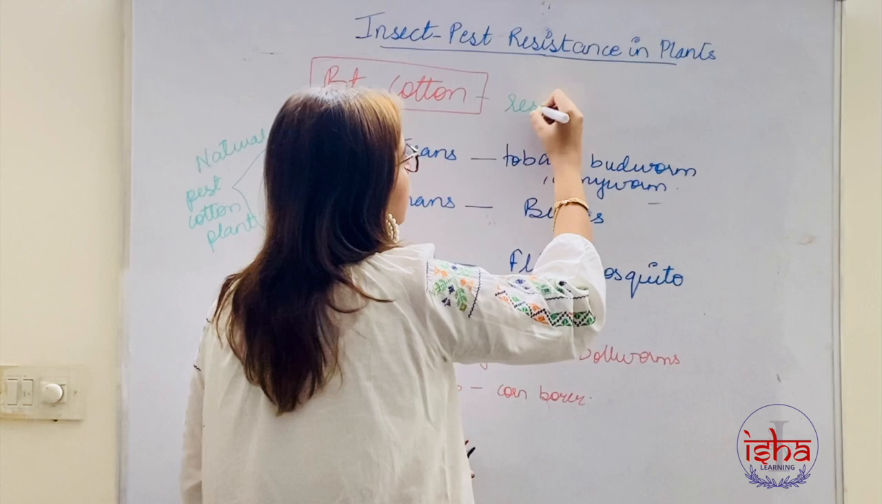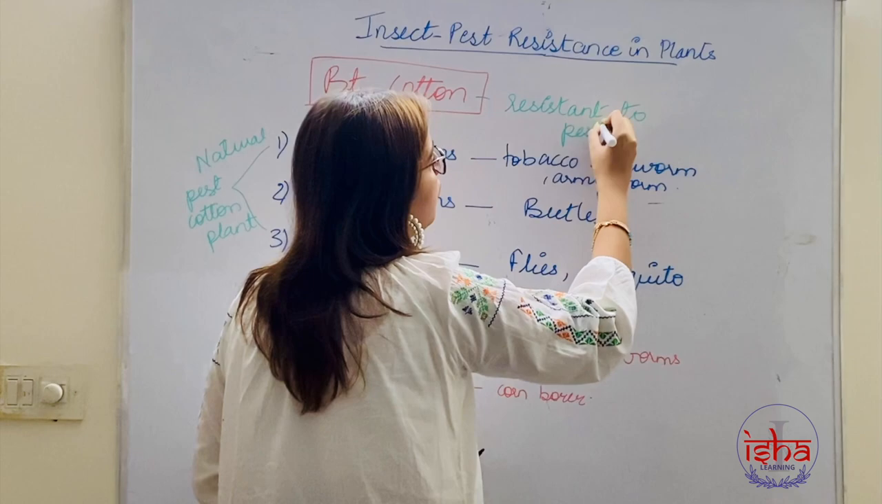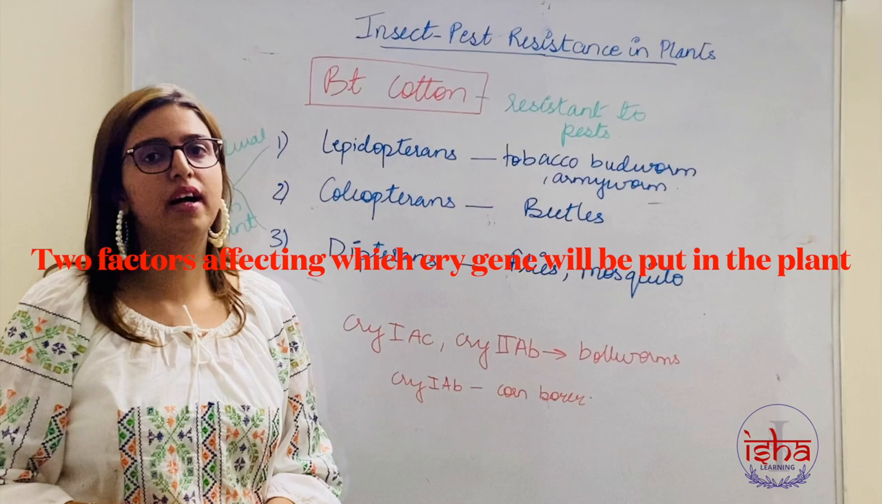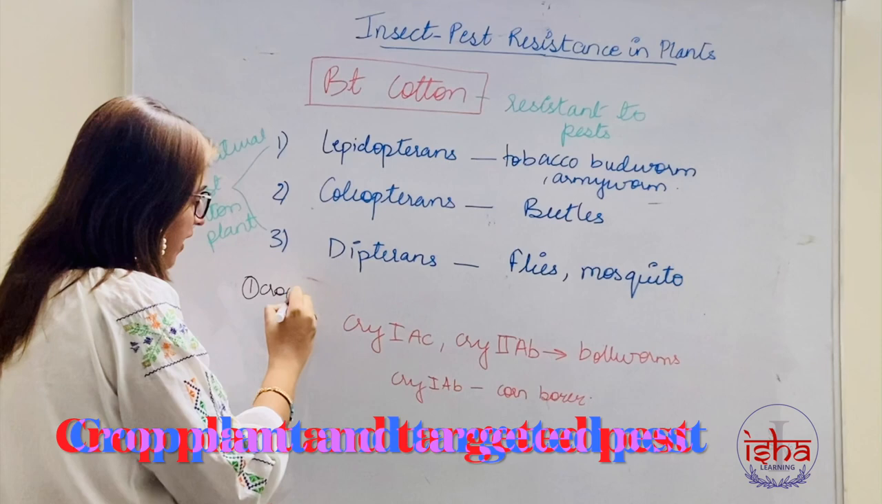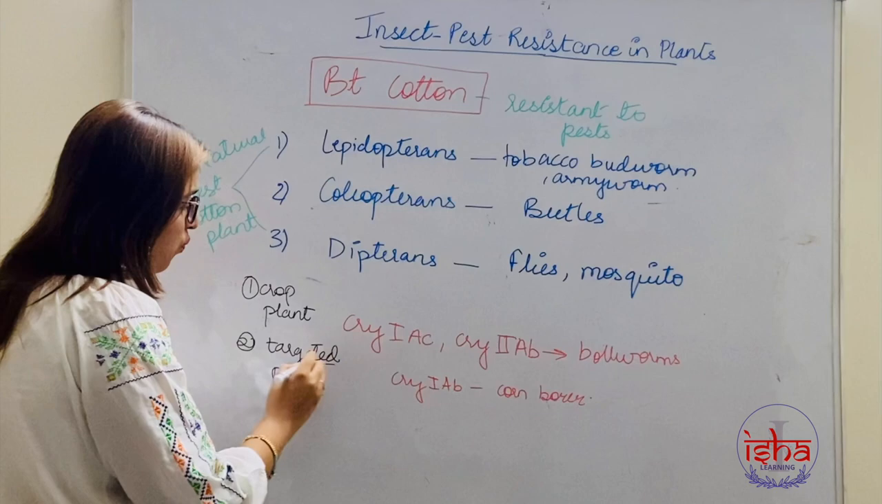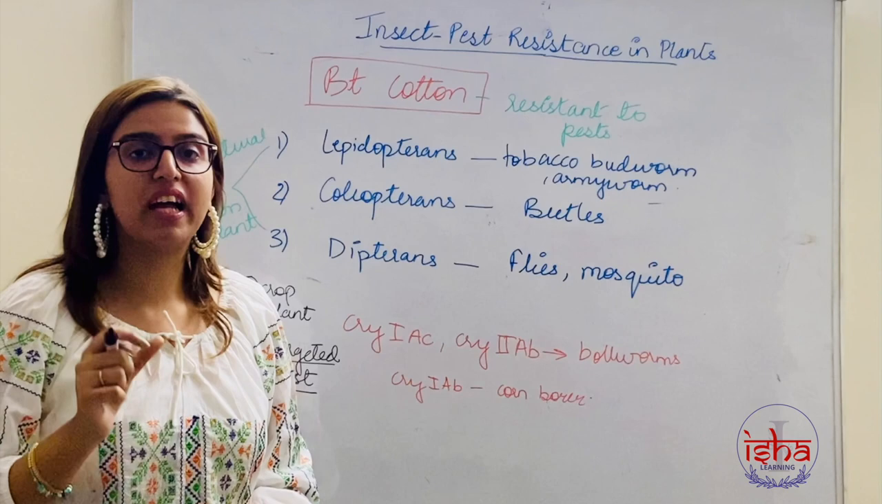Which pests? These three groups of pests, because they are the frequent pests that attack a cotton plant. Now which crystal genes for which crystal proteins would be put in the plant depends on two factors. The first factor is the crop plant itself, and the second factor is the targeted pest.